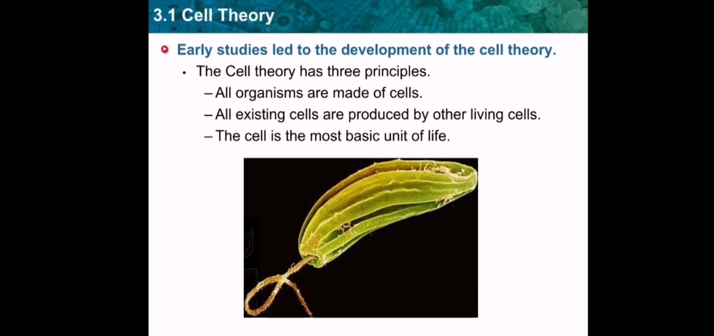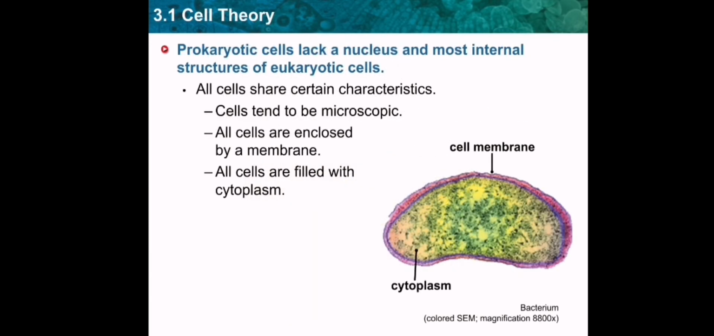All organisms are made up of cells. All existing cells are produced by other living cells. The cell is the most basic unit of life. Prokaryotic cells lack a nucleus and most of the internal structures of a eukaryotic cell.